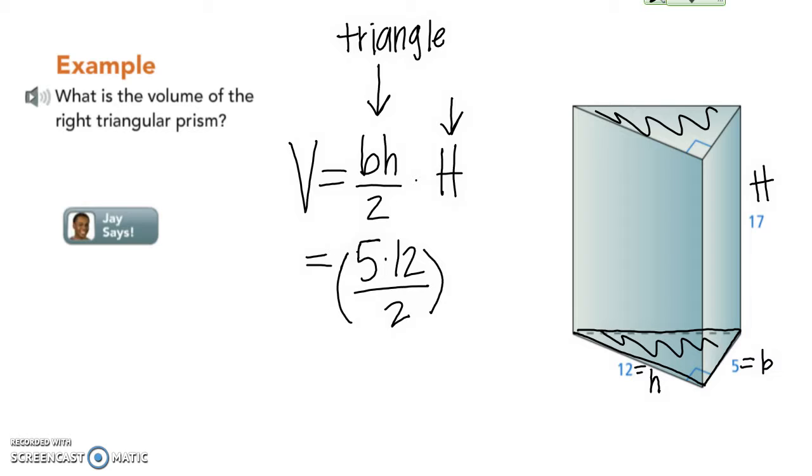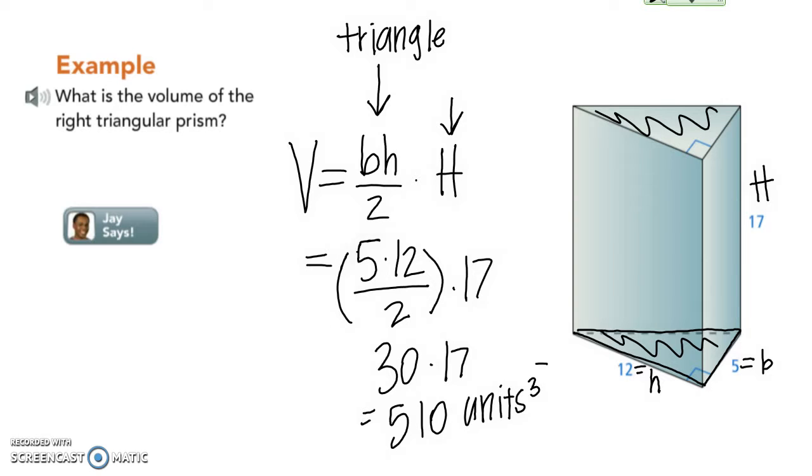I'll do that all at the same time, and then I'll multiply that times 17, which is the height of the prism. So 5 times 12, I know that's 60. 60 divided by 2 is 30. And then I do 30 times 17, and that gives me 510. And again, my units, they didn't give me units, so I'm going to just say units cubed. Okay, if you have a question on how I got this, hit pause and raise your hand and I can come work through it with you. So this is volume of a triangular prism.